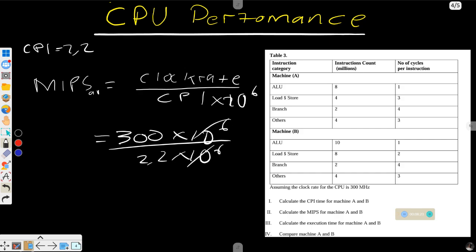The 10 to the power 6 cancels out. We have 300 over 2.2, which results in 136.36.